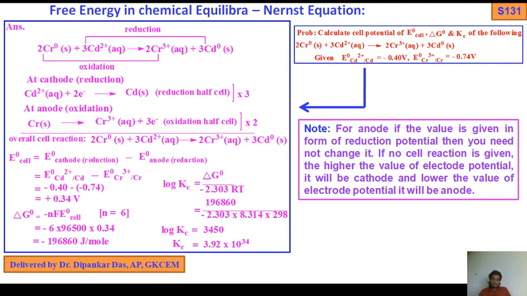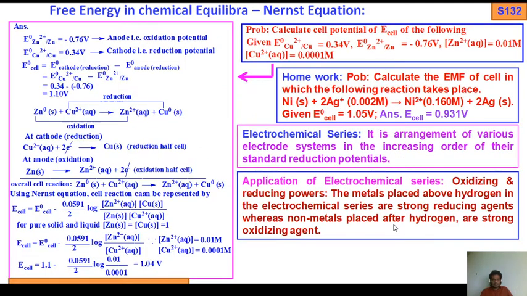If the overall cell reaction is not given, and only the reduction potential values are given, then the higher the value of reduction potential or electric potential, it will be the cathode, and the lower the value, it will be the anode. Lower value will be anode, higher value will be cathode. Anode means oxidation, cathode means reduction. Okay, next, move on. Another problem.